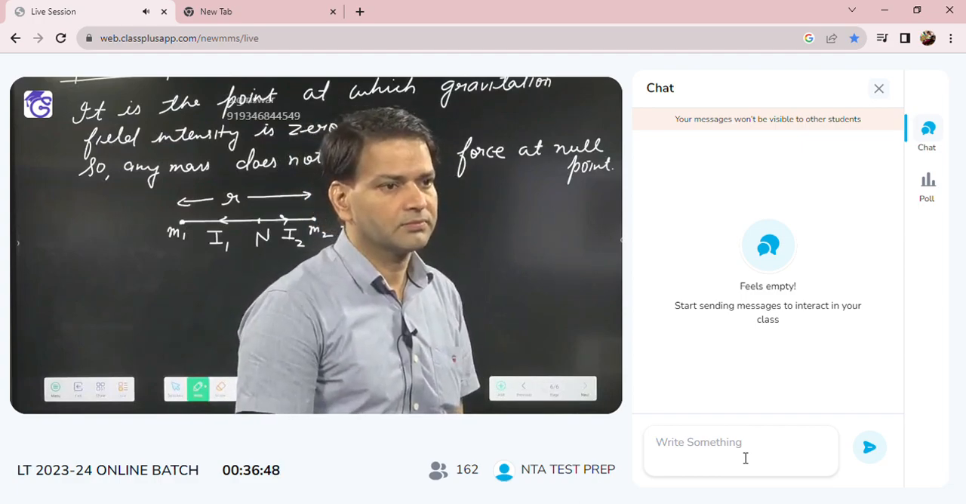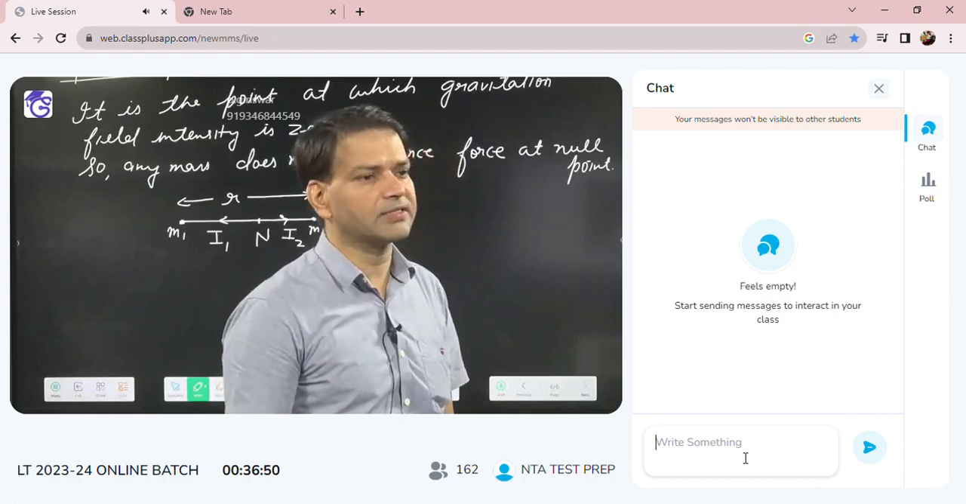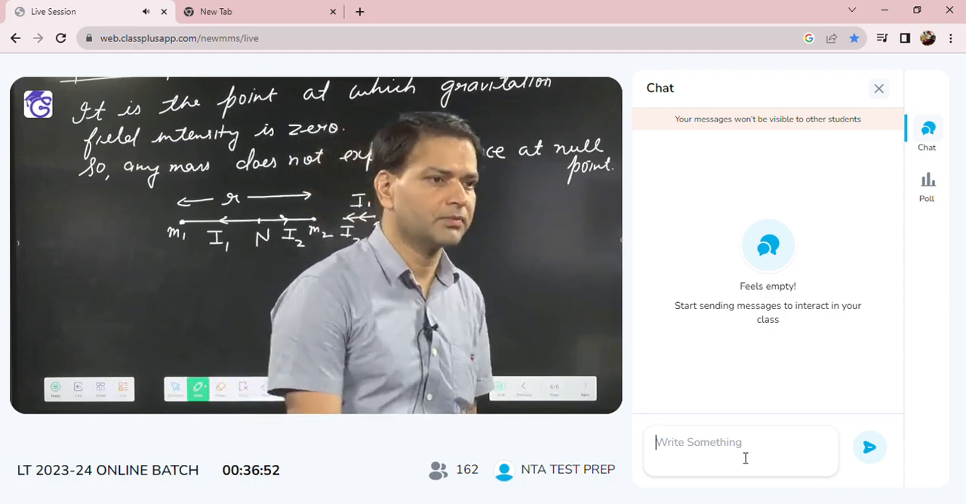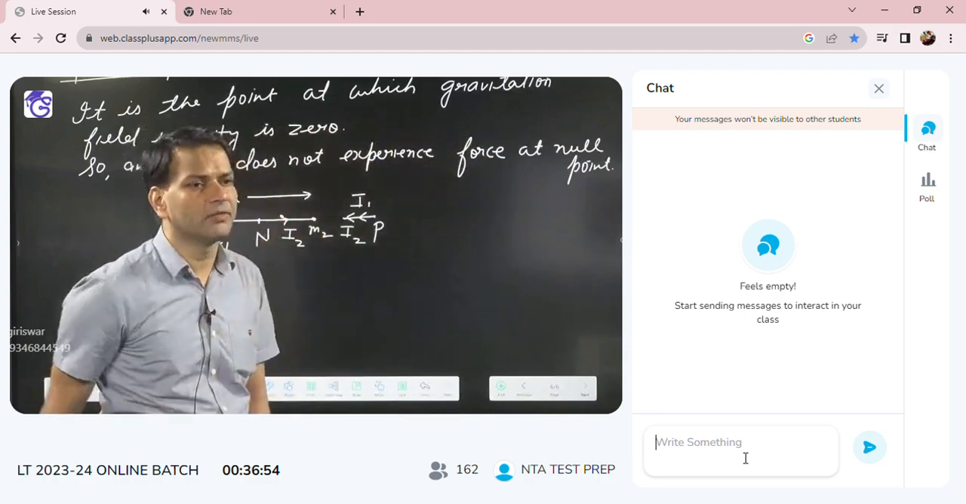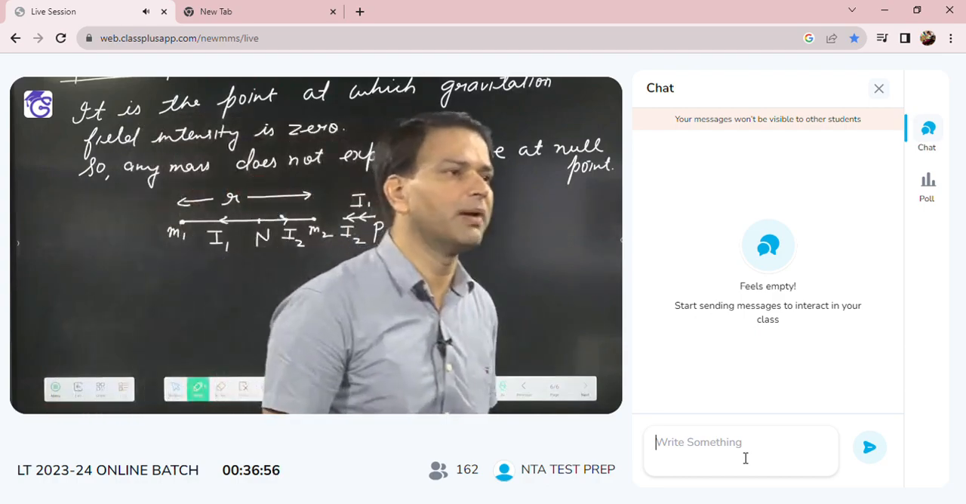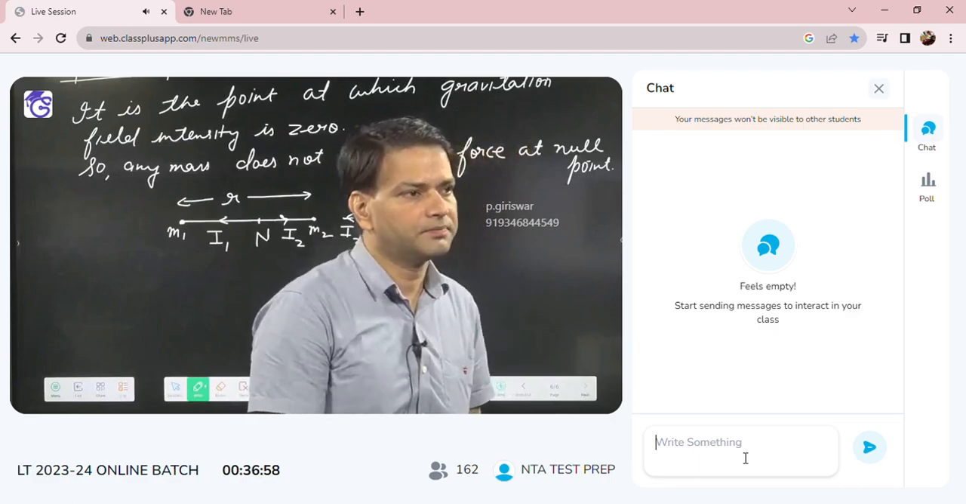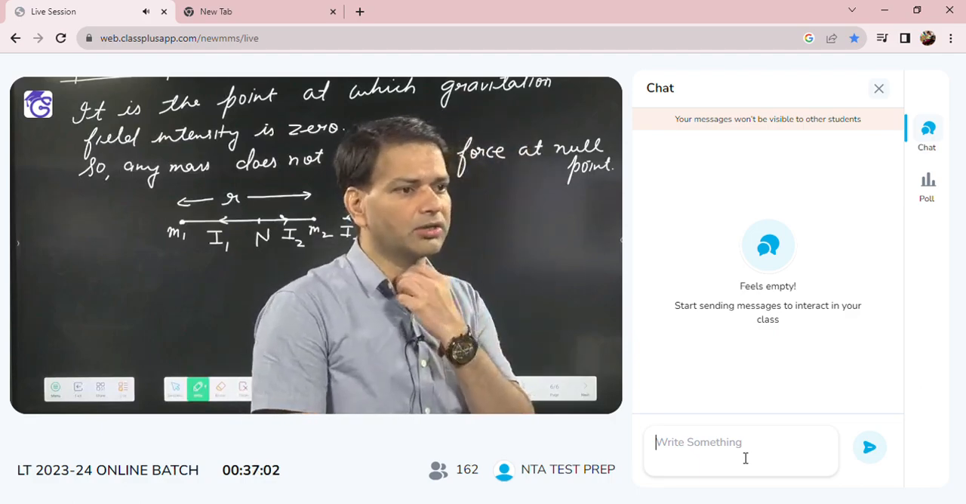Yeah, it will be at the center when the masses are equal. It will be exactly at the mid when both masses are equal. So it depends on the masses. Okay. Everybody got or not? Okay.